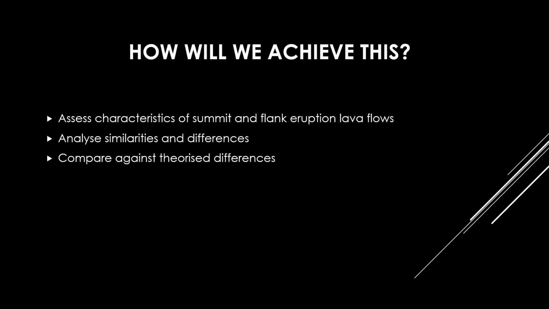To achieve the aim of the project, several objectives must be worked towards. These include assessing what characteristics lava flows caused by summit and flank eruptions at Mount Etna have, as well as analysing the similarities and differences of the specified characteristics for these two different eruption types. Additionally, the project will compare these characteristics to the theorised differences that researchers would expect to find.